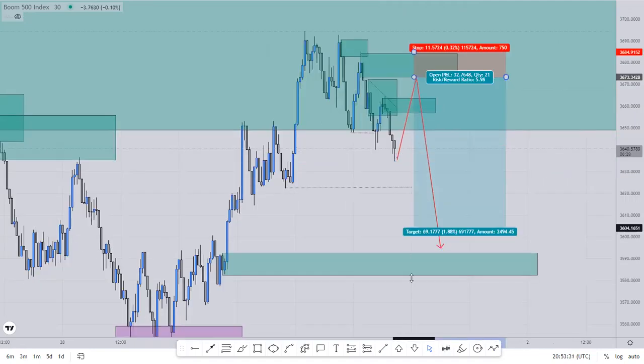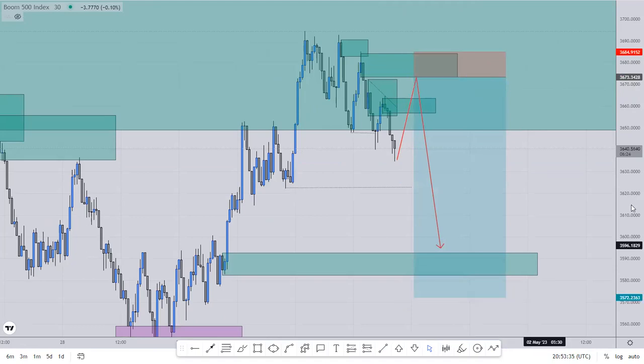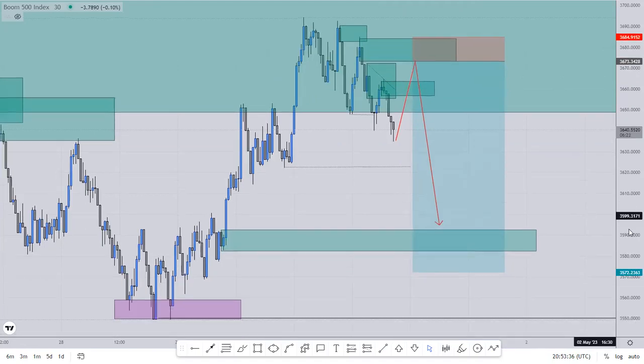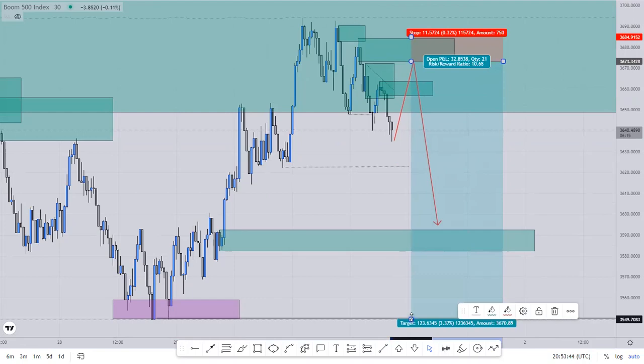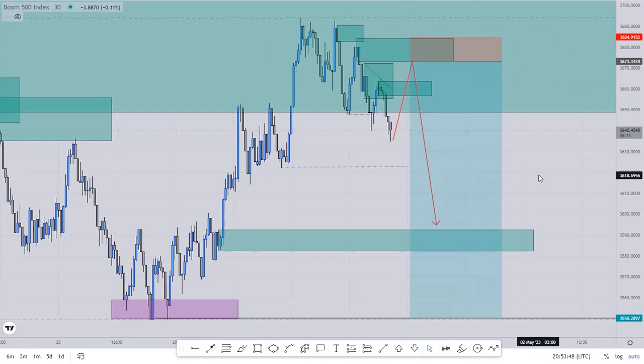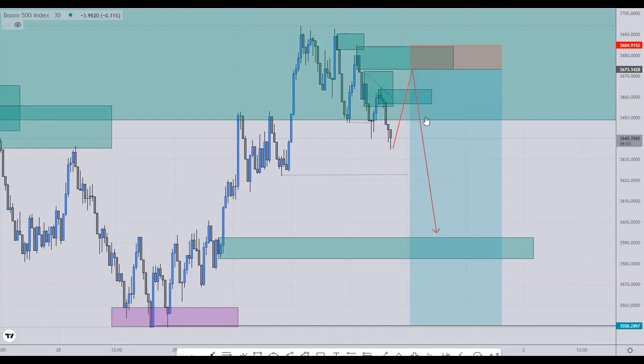And I don't usually sleep whenever I'm waiting for a move, especially a move that I know is going to happen in the next few hours. I don't usually sleep until the move has happened. So personally, I'm going to wait for this opportunity. My first target will be this higher low. So this is the current move right now that I'm waiting for on the boom.